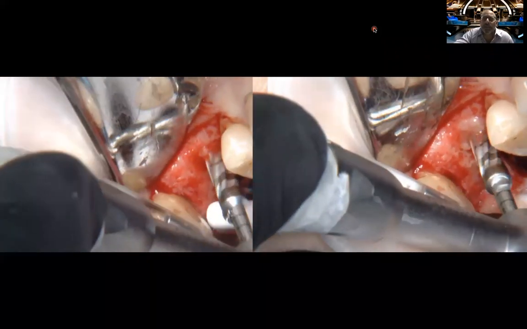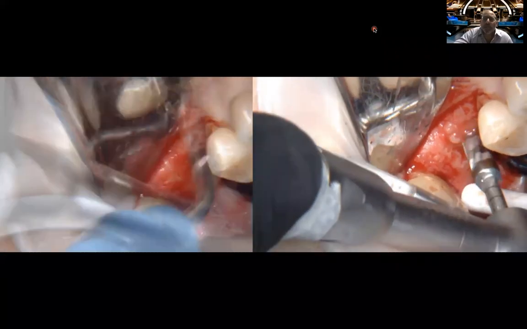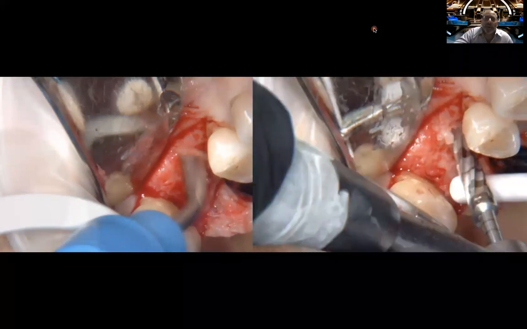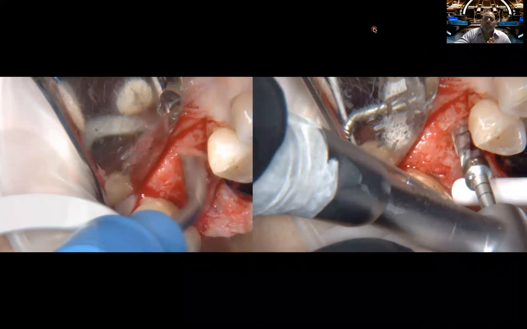Sometimes we'll never see the Schneiderian membrane. Other times we will see the membrane because there's not a lot of residual bone height. And this NovaBone will actually really help you create almost like a buffer and push the membrane for you. So it's doing a little bit of the work that you need to be able to do that.